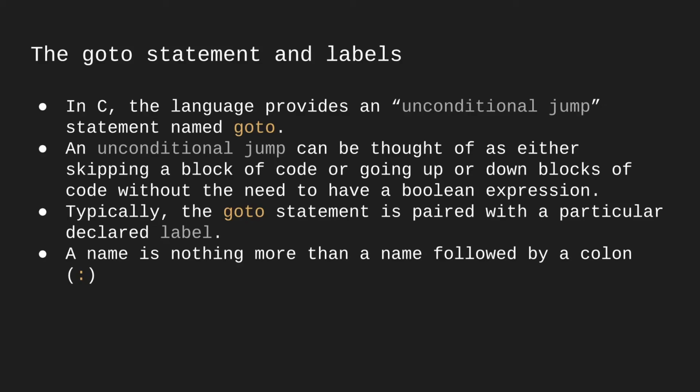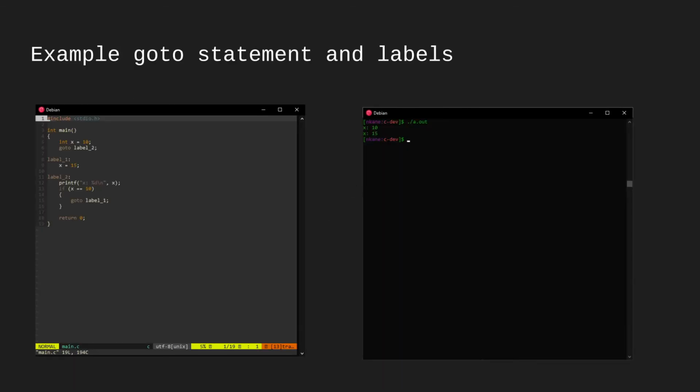Typically, Goto statements are paired with label statements. And a label is really nothing more than just a name followed by a colon. So here's an example of some labels with some Goto statements.